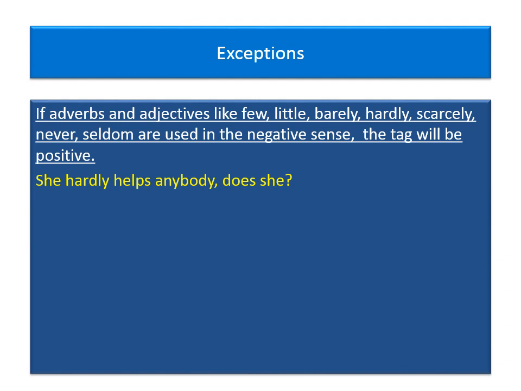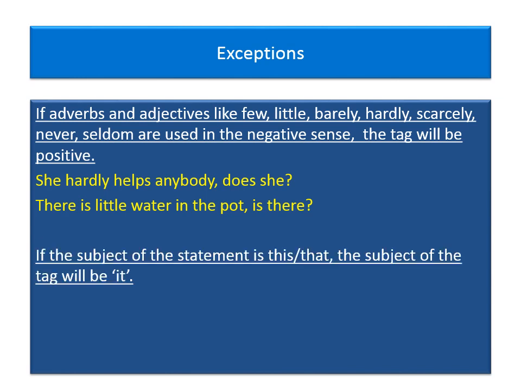And we can see does verb is added there with help. So we have to use does in the affirmative form, and the pronoun she will be used. The tag will be does she. There is little water in the pot. Can you tell me what will be the tag here? Yes, you're right. Is there?